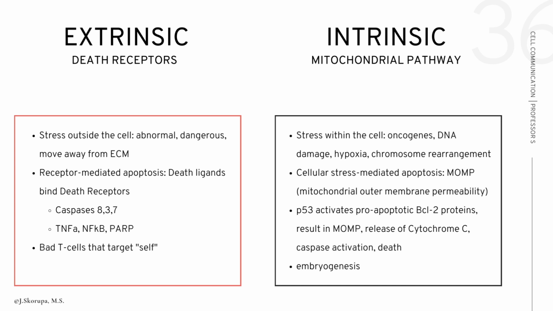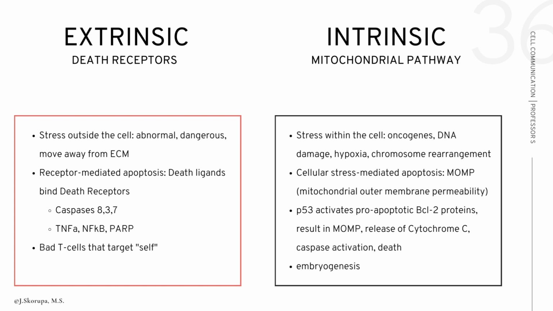Extrinsic apoptosis is triggered by stress outside the cell. Surrounding cells may be signaling that a particular cell is abnormal, dangerous, or that it has simply moved too far away from the extracellular matrix. We do not want cells to locate to other parts of the body. This is called metastasis and typically occurs to cancerous cells.